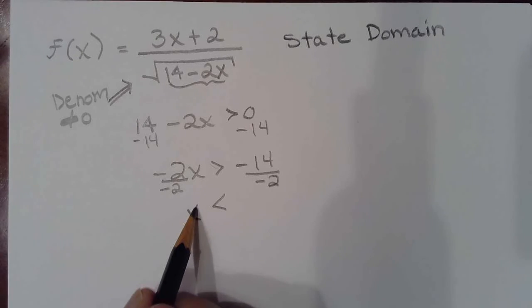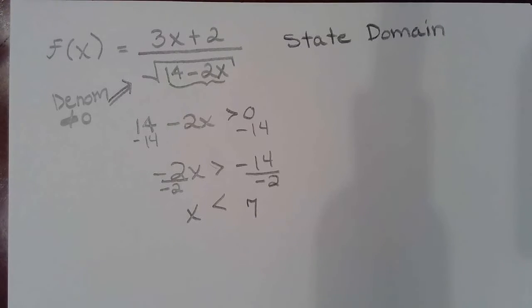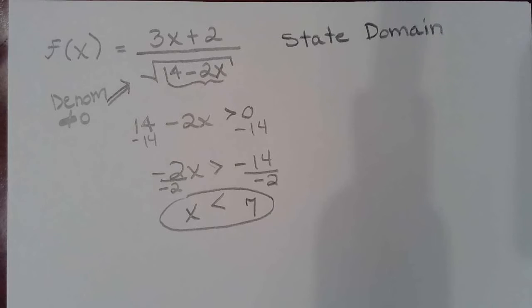So here you're going to have x. This divided by this is 7. And that is your domain, stated as an inequality.